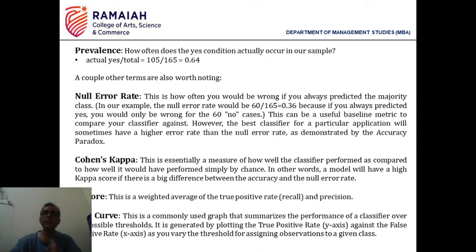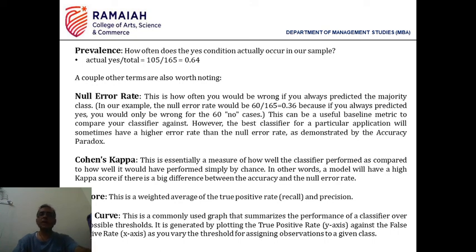This can be a useful baseline metric to compare your classifier against. However, the best classifier for a particular application will sometimes have a higher error rate than the null rate, as demonstrated by the accuracy paradox. The Cohen kappa is essentially a measure of how well the classifier performed as compared to how well it would have performed simply by chance.